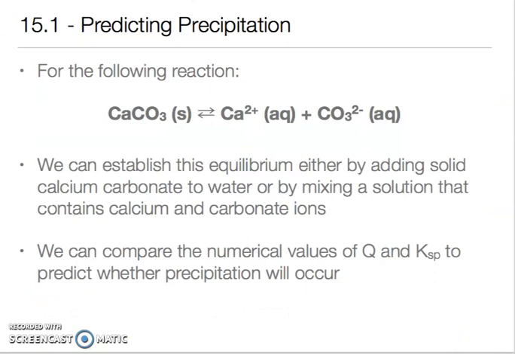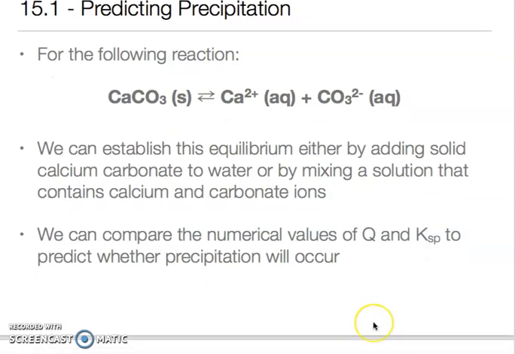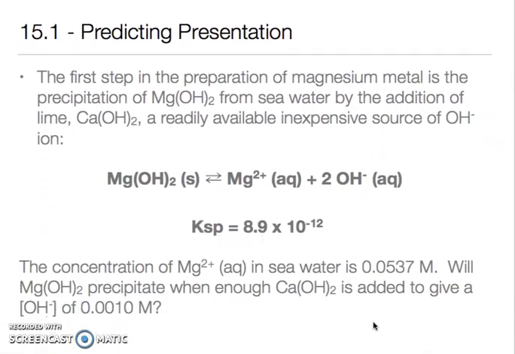So for the following reaction, we have calcium carbonate, and it's going to break into its two respective ions, calcium and carbonate. We can establish this equilibrium either by adding solid calcium carbonate to water or by mixing a solution that contains calcium and carbonate ions. And then we can compare the numerical values of my Q and the theoretically provided KSP value to predict whether precipitation will occur. So let's take a look at a problem where we're going to actually try and predict whether precipitation will occur. So here we go.